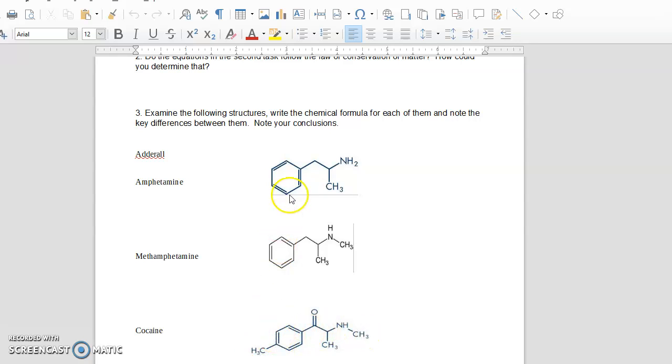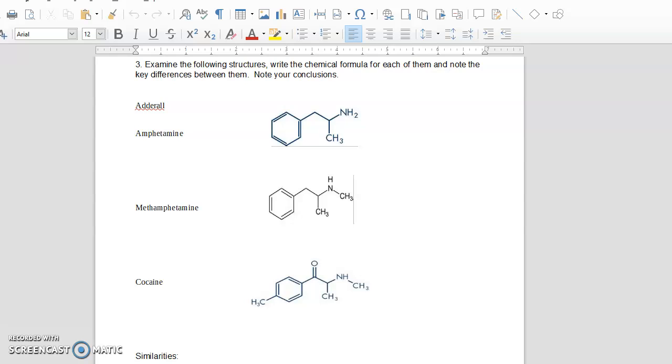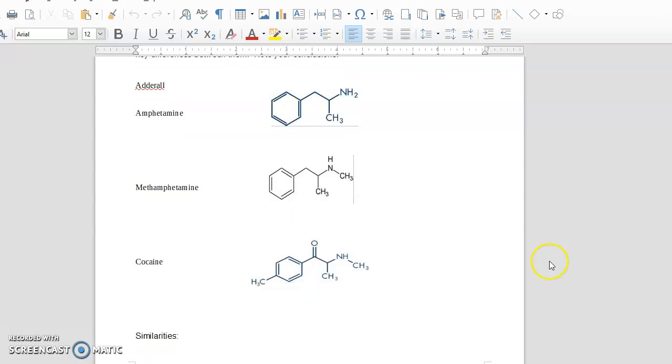Okay? And you can see some similarities between these. And what I want you to do is, from these structures, note the similarities and the differences. Okay? So, for example, each one of them has this type of ring structure. This is a benzene ring. Okay.